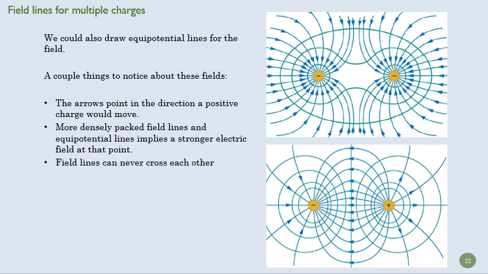Field lines can never cross each other, and that's because at any given point, there can only be one way that the force is acting. And so if the force lines were crossing, it would suggest that there were two different directions that a particle might move, but it never does that. It always goes in a predetermined direction. And then field lines and equipotential lines are always perpendicular.